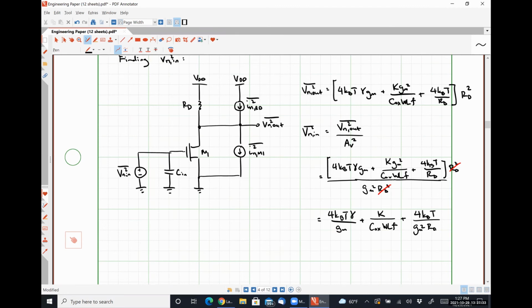Okay. Figuring out what the input referred noise voltage is, pretty simple, right? If we can figure out what the output is, we simply divide it by the square of the gain and we're there. The input referred noise current is a little bit more difficult, okay? Not wildly, but it's a little bit more difficult.